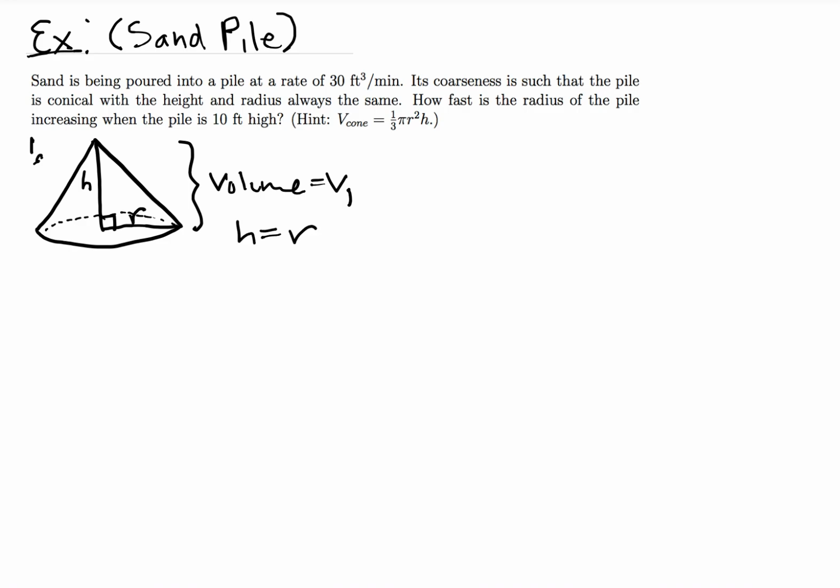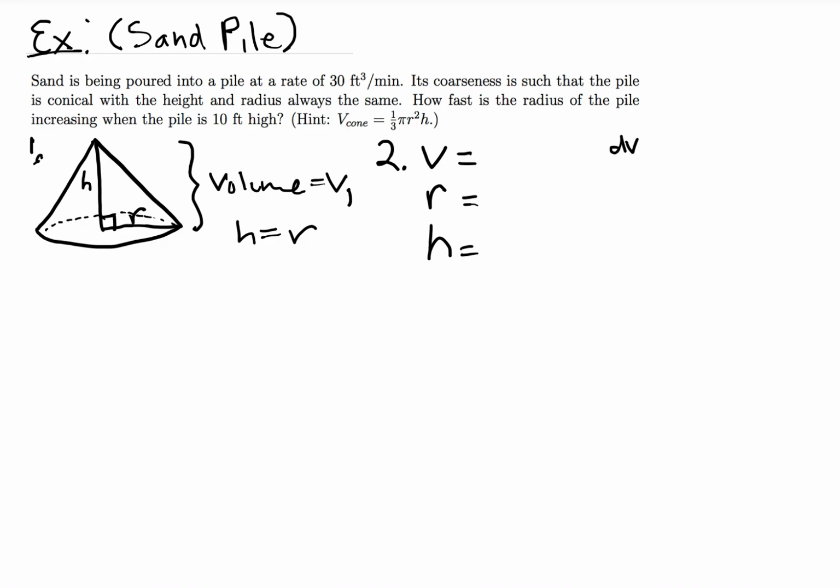Okay, height and radius are the same thing here. My next step was to go ahead and write down all my knowns. Now there are 3 variables that I am dealing with here: V for volume, R for radius, H for height.